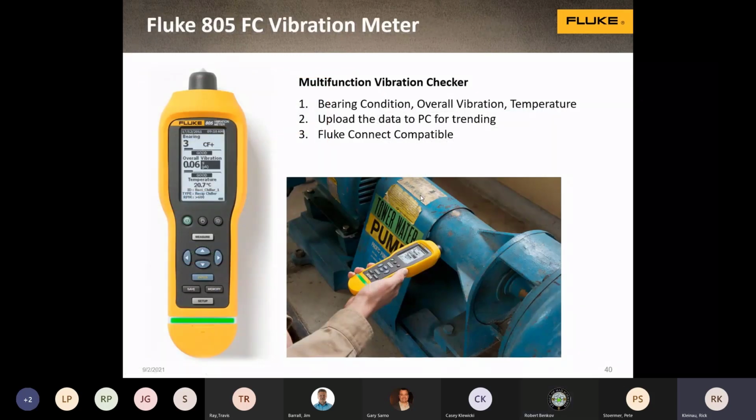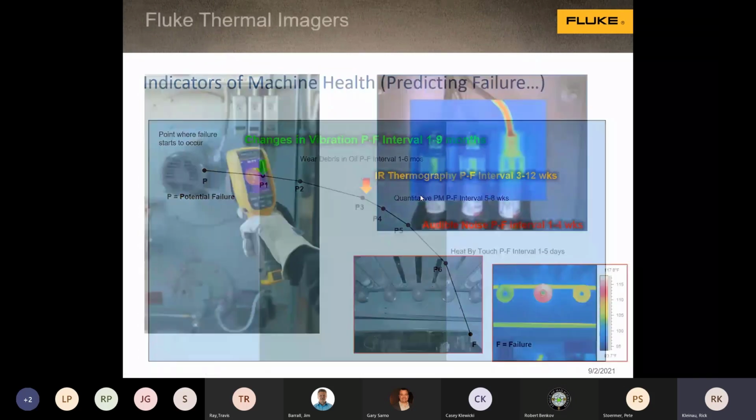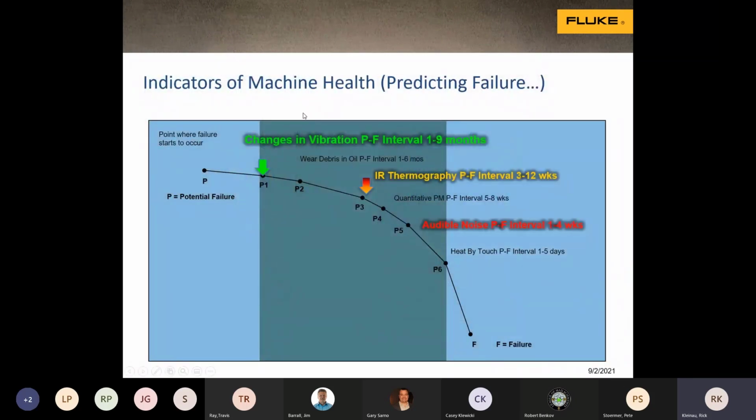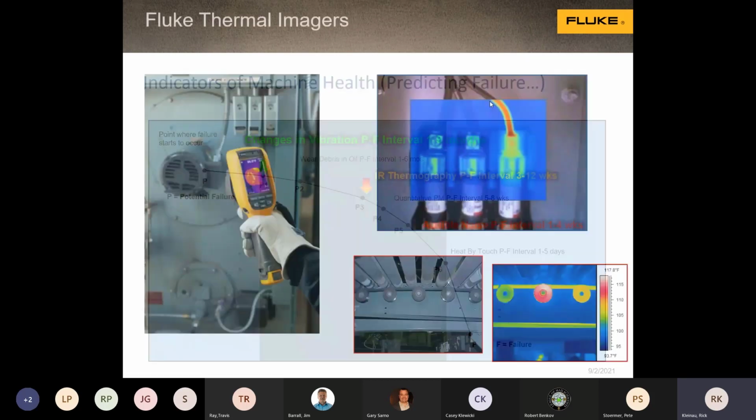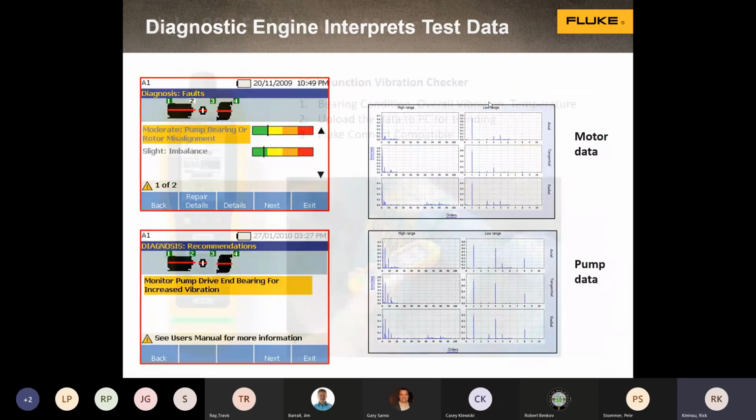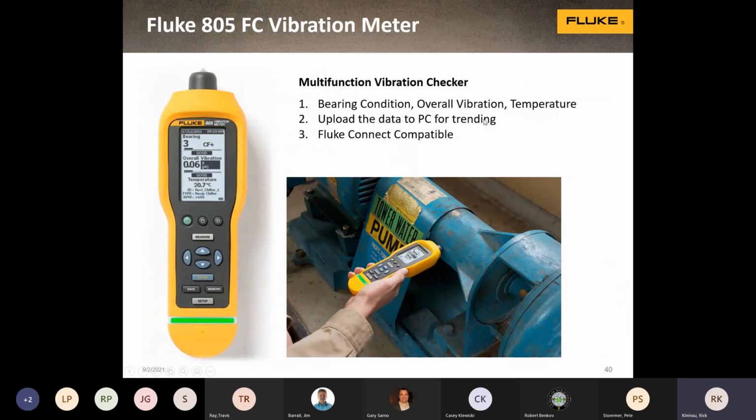Some of the mechanical stuff we're not talking about. You probably know about the value of temperature and vibration measurements if you're doing predictive maintenance. That is, trying to use data to determine when something's going to fail. Another little word from our sponsors, this meter, the 805FC, it's just a little vibration meter that also has a bearing test built into it.